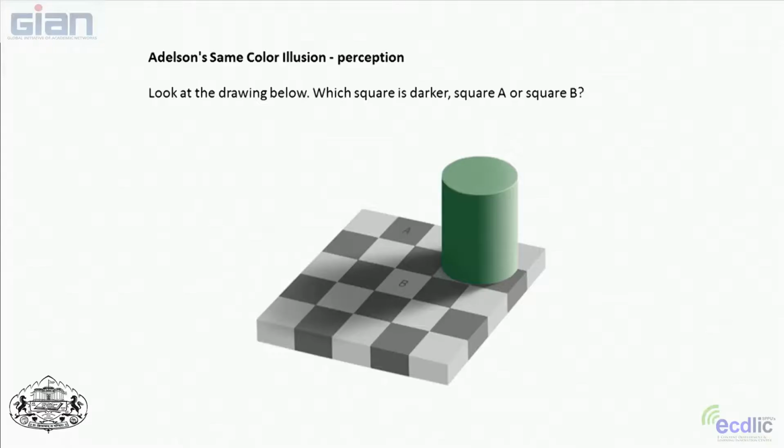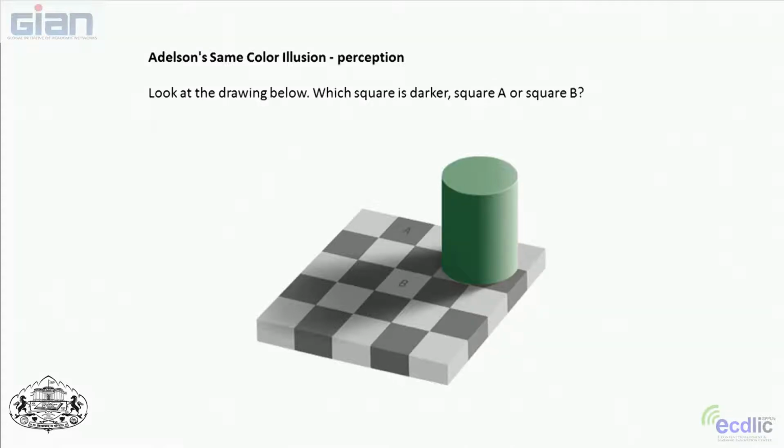So we're going to start out with some perception experiments, and you might have already seen some of these, so just bear with me if you have. Okay, so the first one is Adelson's same color illusion perception. These are designed to show us that our brain is really perceiving what we're taking in as sensory information. It's not necessarily seeing what is there in front of us. It's the way that we're interpreting information.